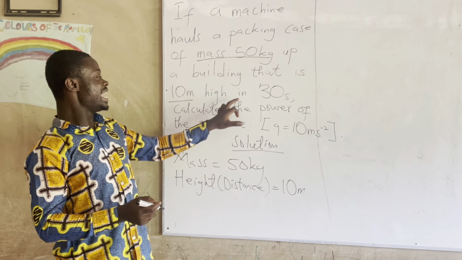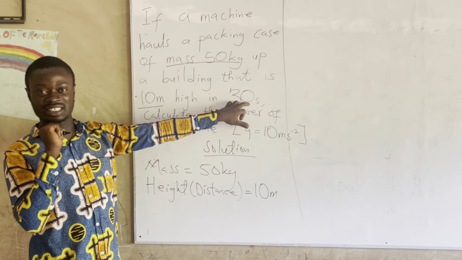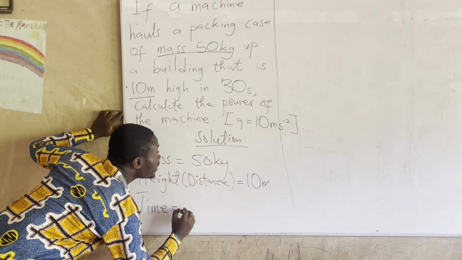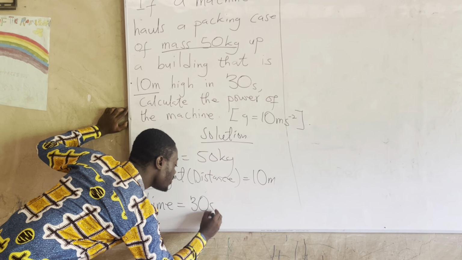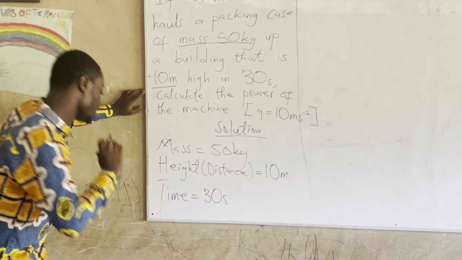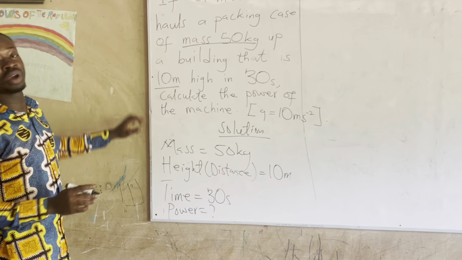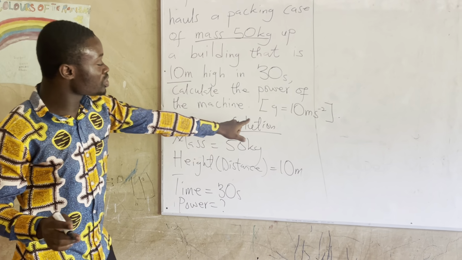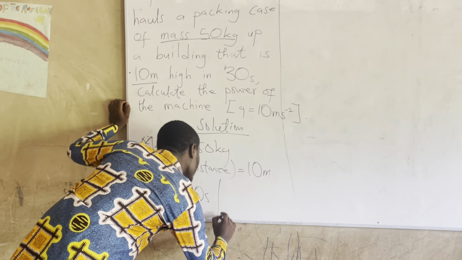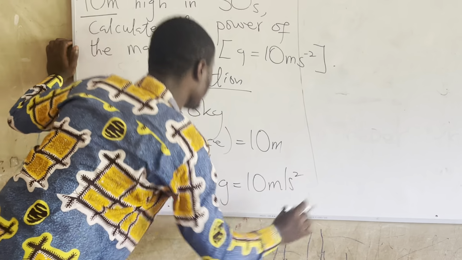Again, let's continue. In 30 seconds, time is measured in seconds. So time is 30 seconds from the question. Calculate the power of the machine. So we are going to look out for power. So we write power to be equal to question mark, because we are going to look out for power. Then again, the question said we should take gravity to be equal to 10 meters per second squared. Then you write that down also. Gravity is equal to 10 meters per second squared.